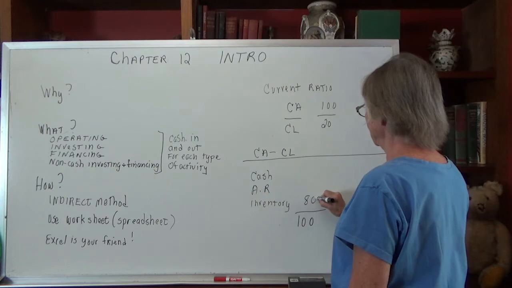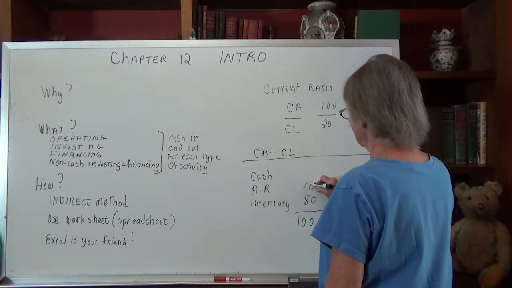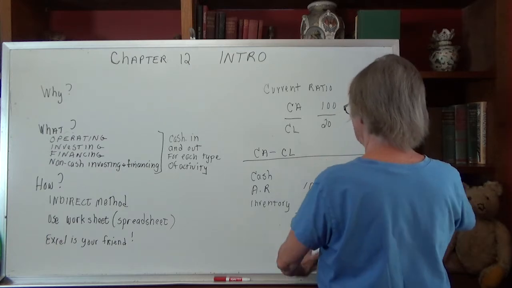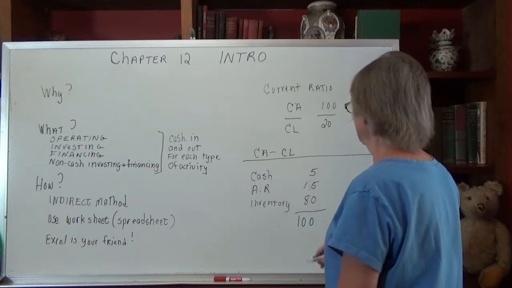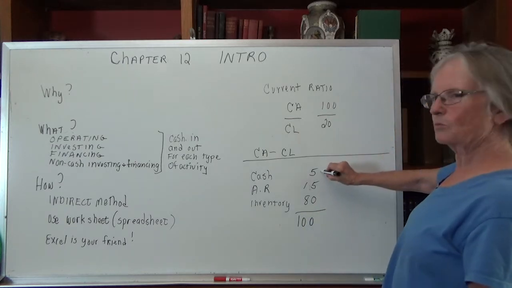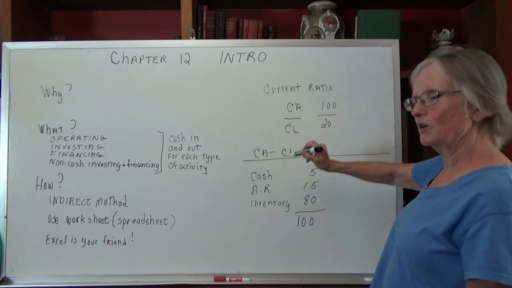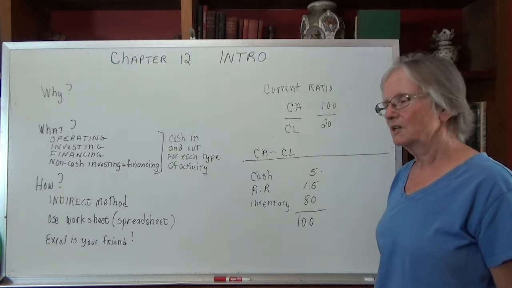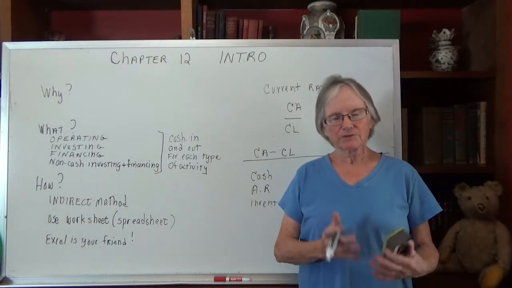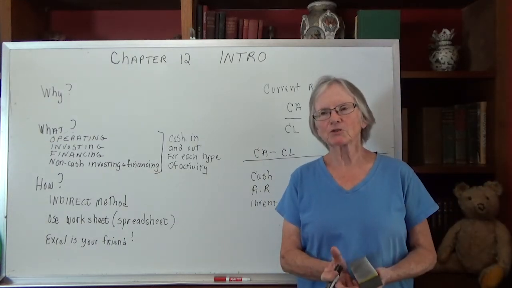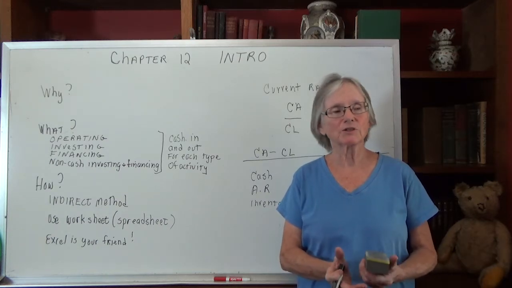Their situation was more like this. Maybe they had 80 in inventory. Then they had 10 in accounts receivable, or maybe 15 in accounts receivable, and then 5 in cash. So now you've got 5 of liquid assets to cover current liabilities of 20. That's not so good. So basically what happened is all the financials on the company looked good, and then all of a sudden they ran out of money and they went bankrupt and everybody lost everything.